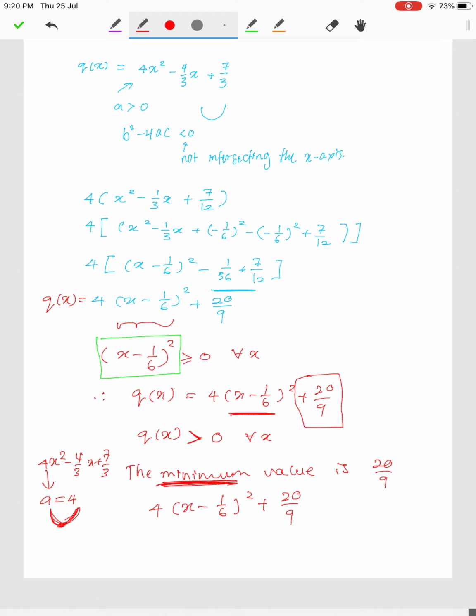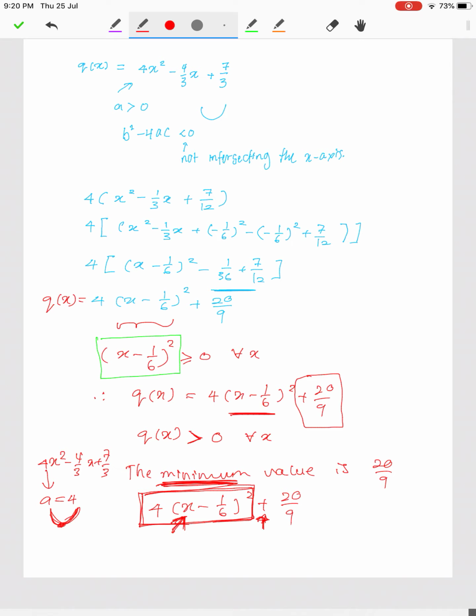Why? Because for whatever value of x you put in, what this part will do is just give more or extra value to 20 over 9, because you have a plus here. So the minimum value of this squared term here is 0, which is not contributing anything, so it gives you 20 over 9.